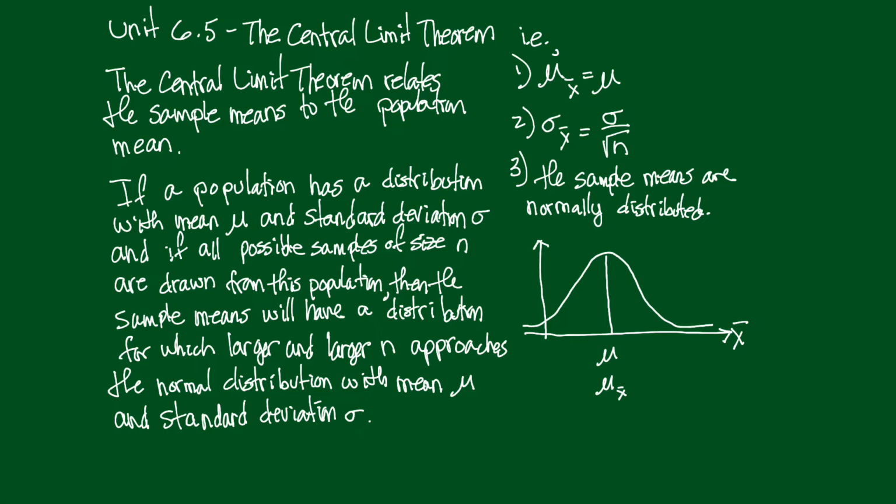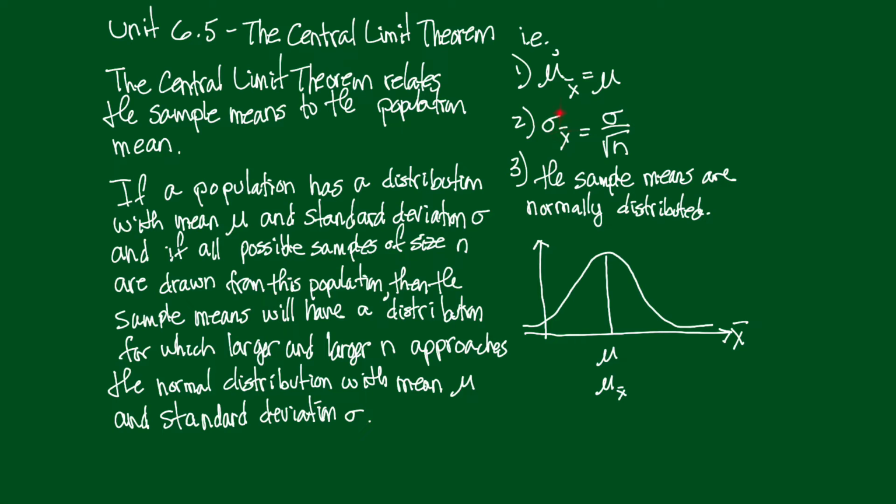So what we're saying then is three things. If you have a population with mean mu, standard deviation sigma, and you take all possible samples of the same size, then number one, the mean of all the means is the mean of the population. You take all those sample means, you find the mean of each sample, then you take the mean of those means. You find the average of the averages. Well, that average of the averages turns out to be the average of the entire population.